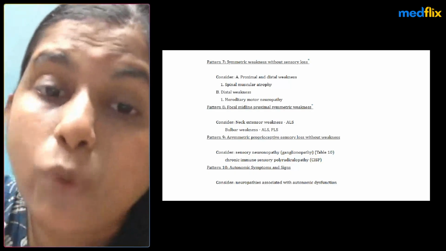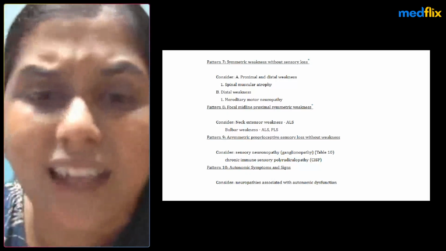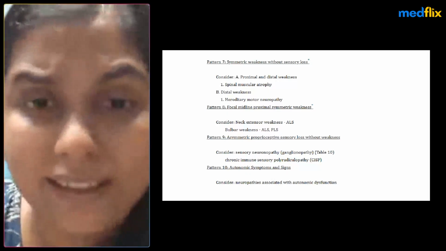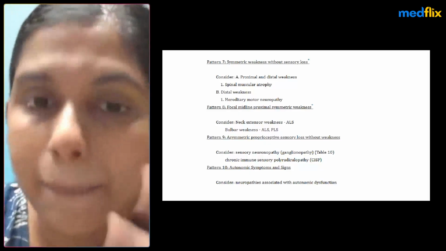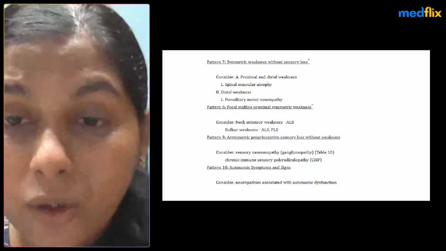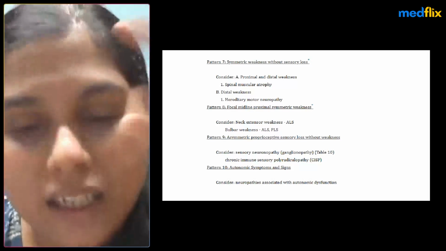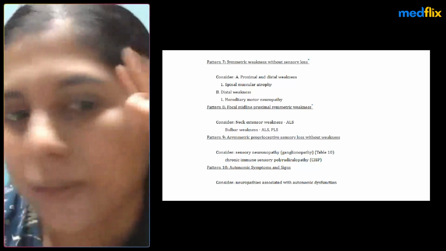Then we have the focal midline proximal symmetrical weakness. Here, if it is neck extensor weakness, consider ALS, bulbar weakness, myasthenia, etc. That doesn't exactly fall under the spectrum of peripheral neuropathies, but it is a pattern of weakness. Pattern 9 is asymmetrical proprioceptive sensory loss without weakness. And this here is ganglionopathies or chronic immune sensory polyradiculopathies that we should consider.